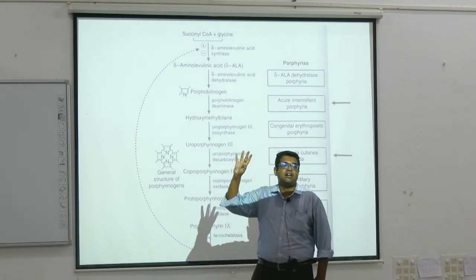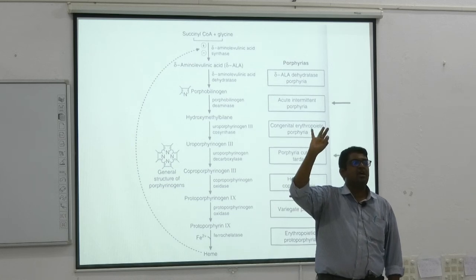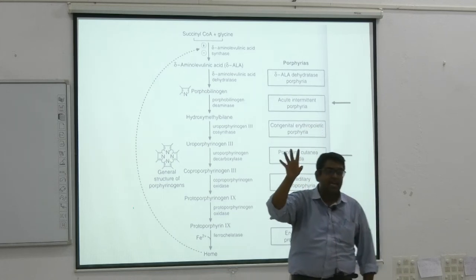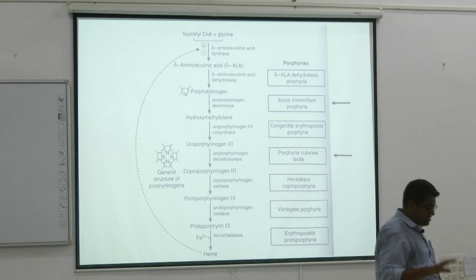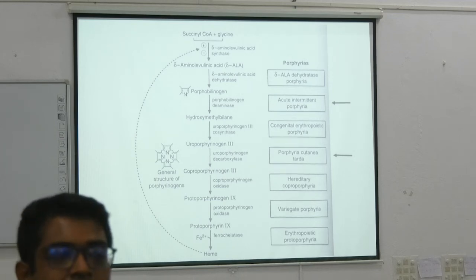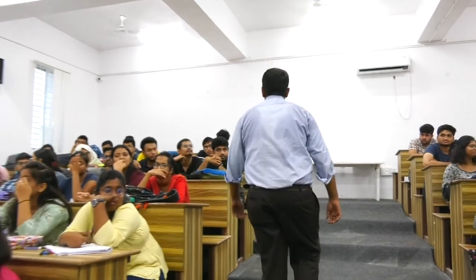If there is a single question from this chapter, either you will hit acute intermittent porphyria or you will hit porphyria cutanea tarda. Sometimes you may get variegate porphyria, which is nothing but ferrochelatase deficiency. That is the last step which causes the incorporation of the divalent iron atom into the completed porphyrin ring to complete the formation of the hemoglobin molecule. Next slide.